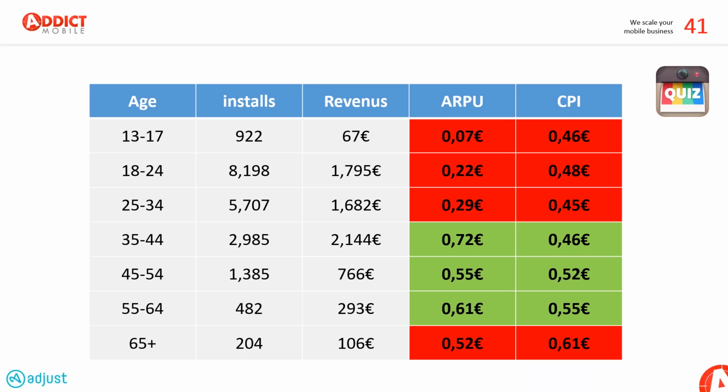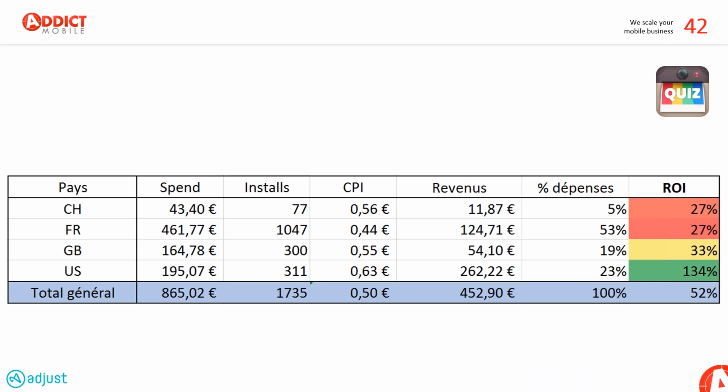Same example per country for the same game. What we notice is that actually the US, which has the highest CPI, is in fact the most profitable country. So we should cut off everything and focus only on the most expensive country, the US.